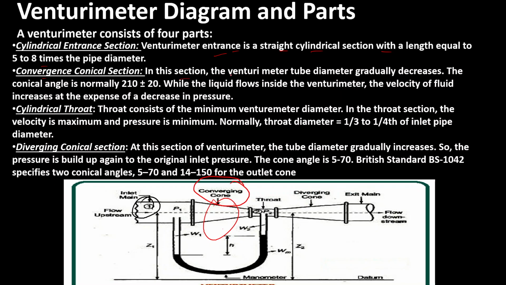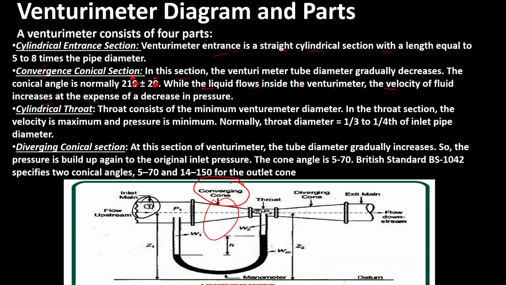In this section, the venturimeter tube diameter gradually decreases. The conical angle is 21 degrees, plus or minus 2 degrees. While the liquid flows inside the venturimeter, the velocity of the fluid increases at the expense of a decrease in pressure.